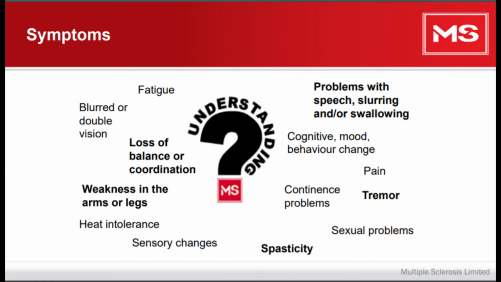Spasticity can occur, so that's quite a painful tightening of muscles. There may be sexual problems. There are often continence problems around bladder and bowel. There may be tremor problems. There's frequently pain. And you can imagine a lot of these affect your sleep, affect your mood. There are often cognitive issues around mood and maybe some behaviour change. People can have problems with their speech and possibly swallowing.